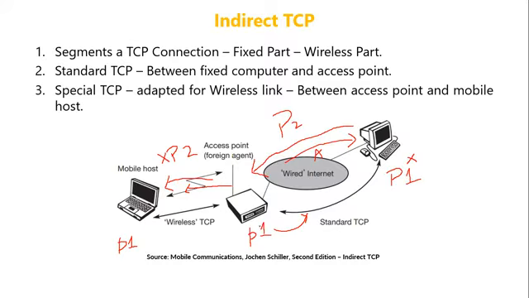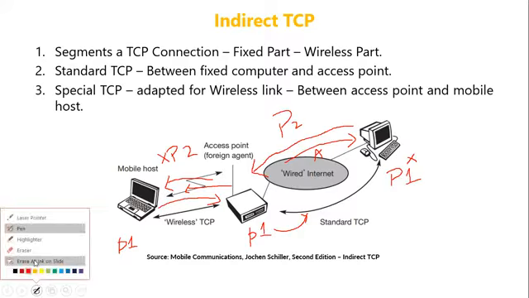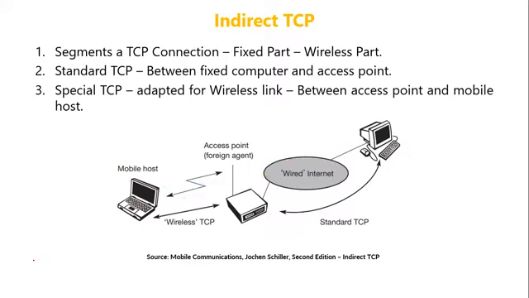Right? Similarly, while transmitting the packet from the mobile host to the access point through the wireless link, if there is a packet loss, then there will not be any acknowledgement from the access point, so the mobile host itself will retransmit that. So this is how the retransmission and the actual communication happens, right?